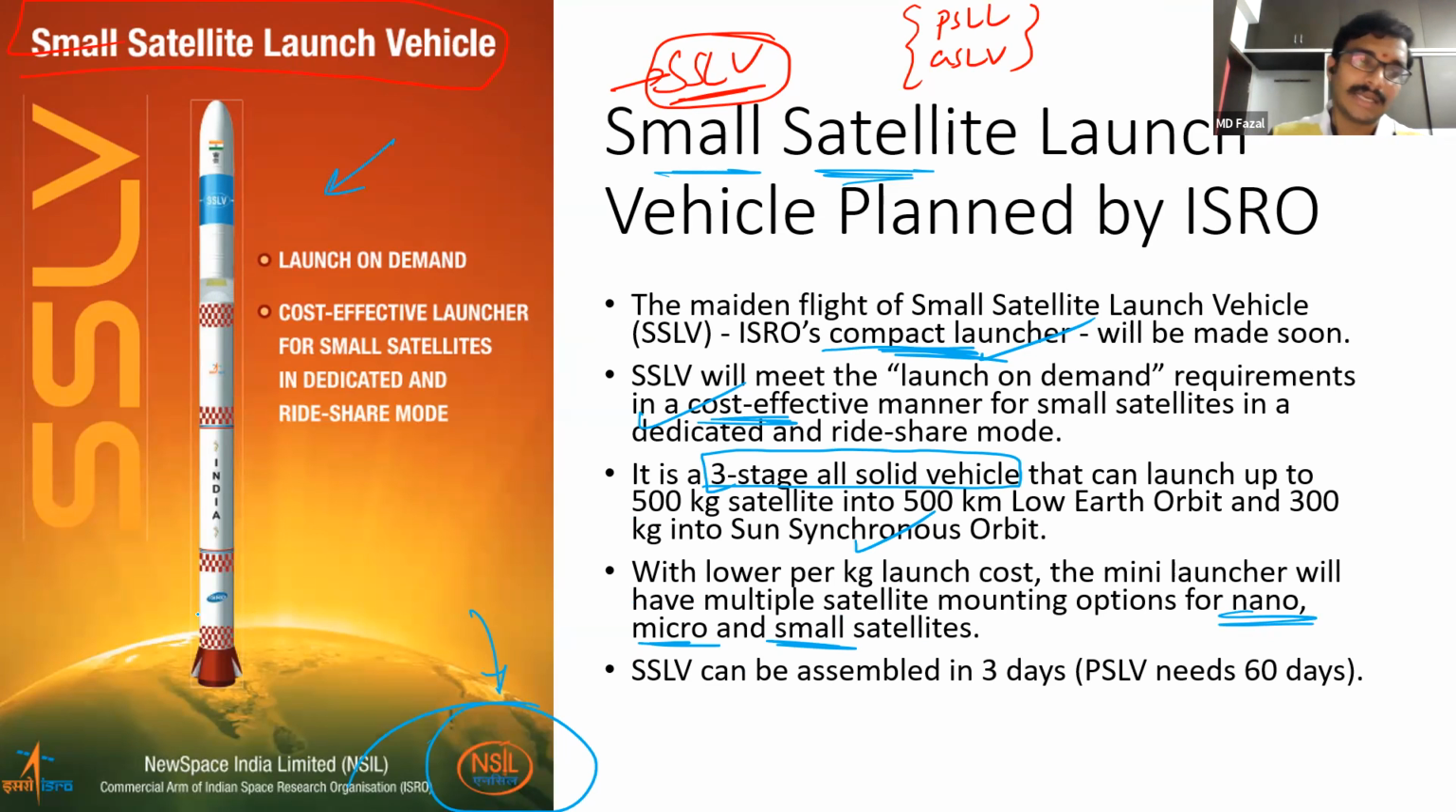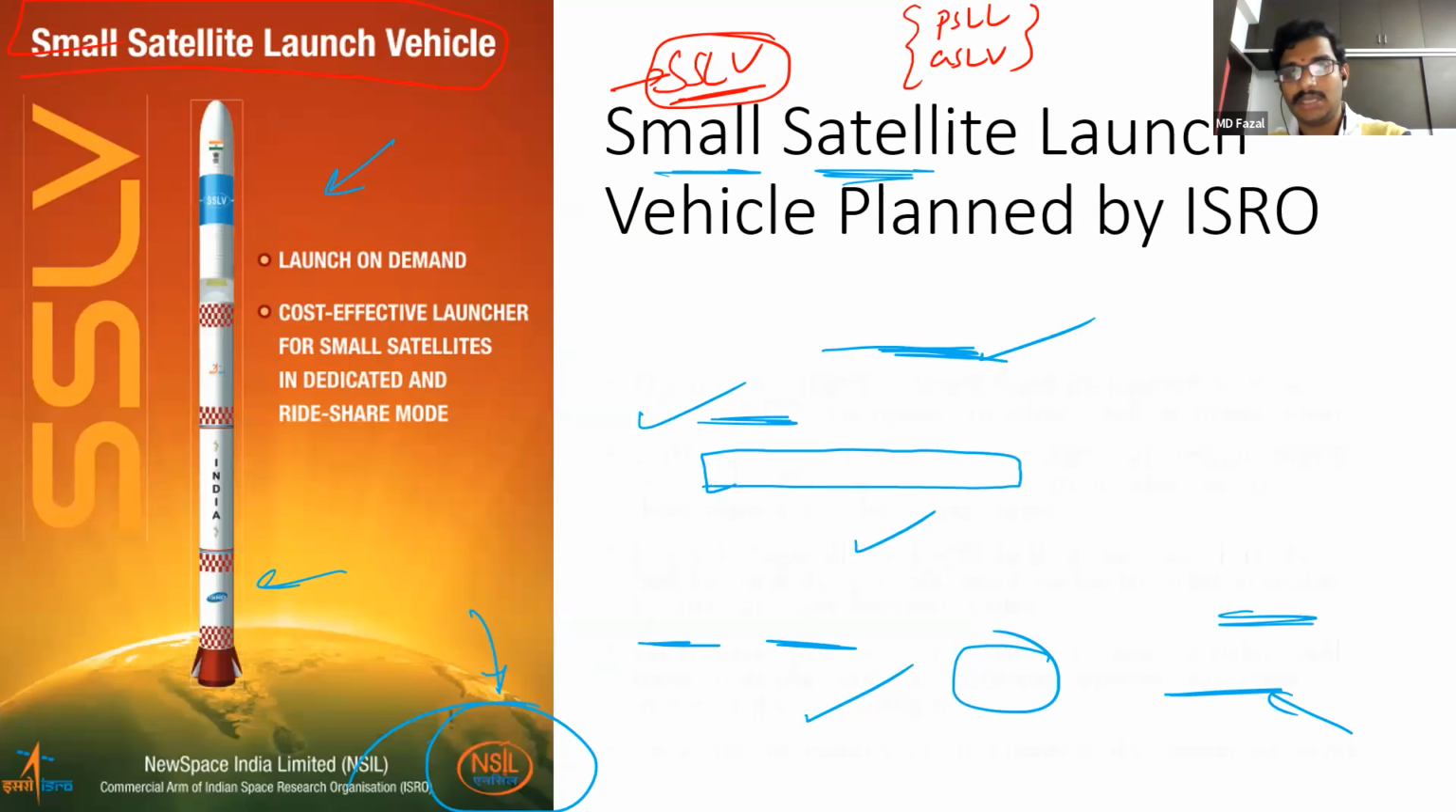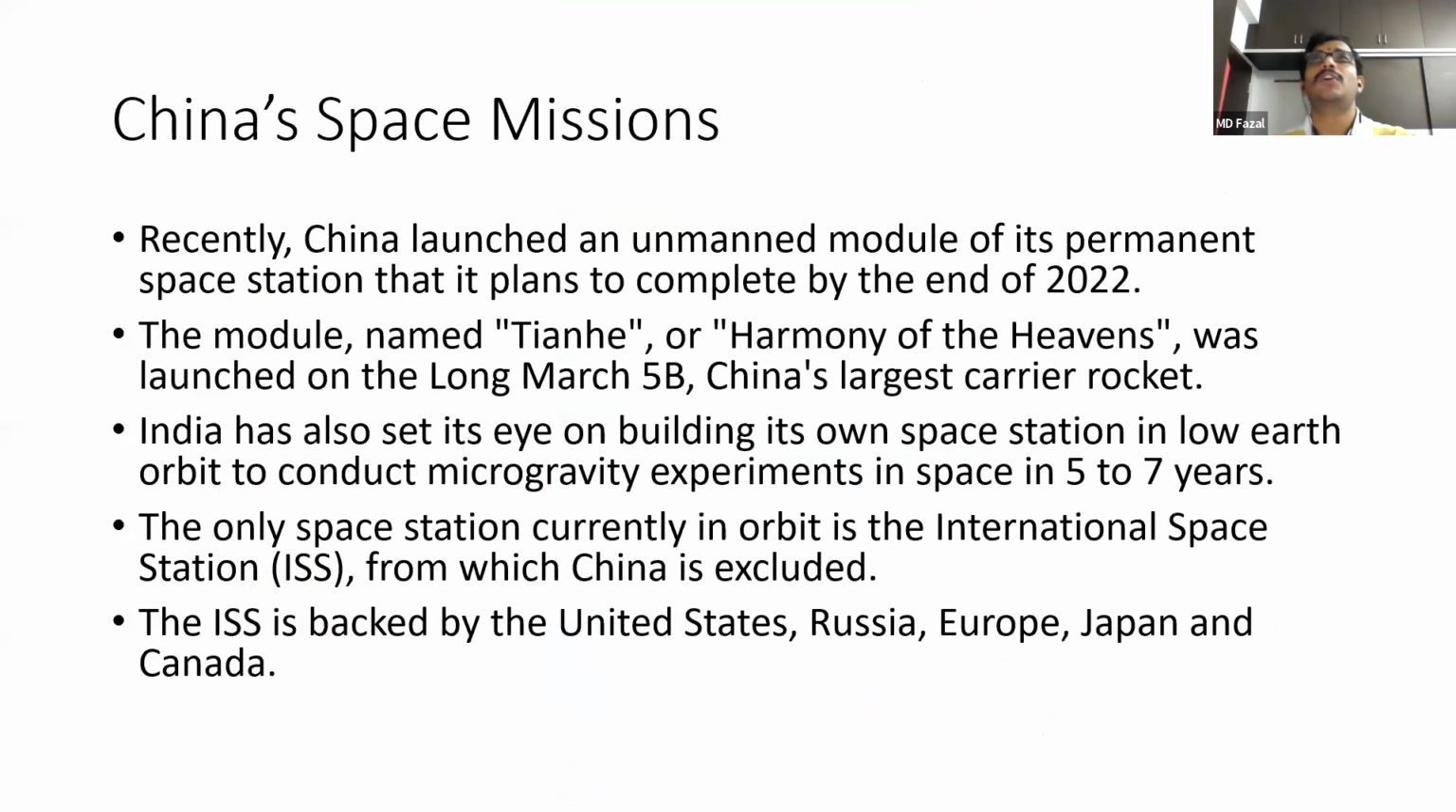So the specialty is, as this is a miniature version, it can be assembled in 3 days. PSLV needs 60 days for assembling. So very quickly we can launch. Now once PSLV is launched, for the next 60 days we have to wait. So very quickly we can launch all these smaller satellites with the small satellite launch vehicle, up to 500 kilometers in low Earth orbits. So these are some of the things. We will see many things now.